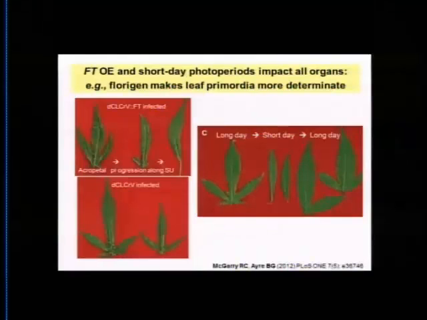But when we take this perennial plant and we go from long day conditions to short day conditions and back to long day conditions, we do see this transition in the leaves of going from relatively indeterminate to more determinate to indeterminate. Okay, so we're not... This is a natural process which the plant does anyways.